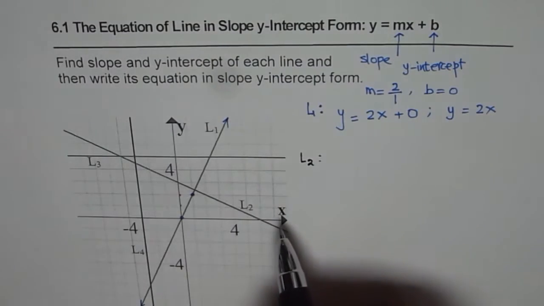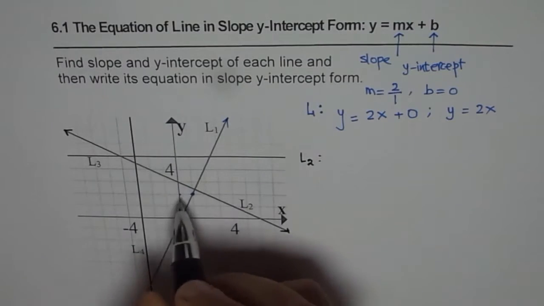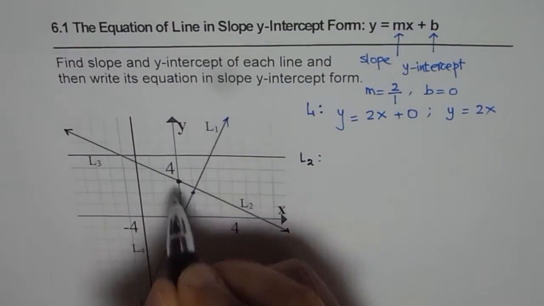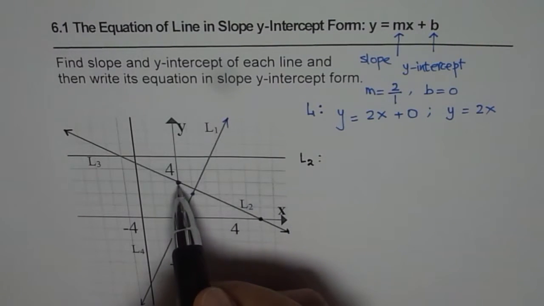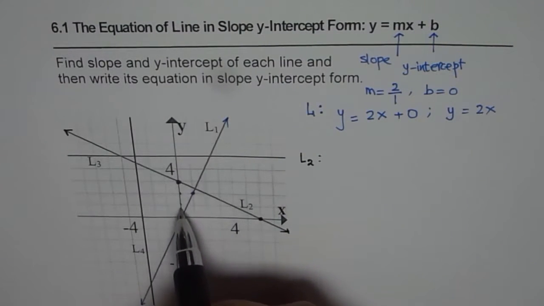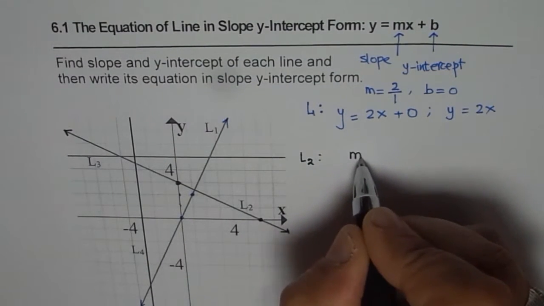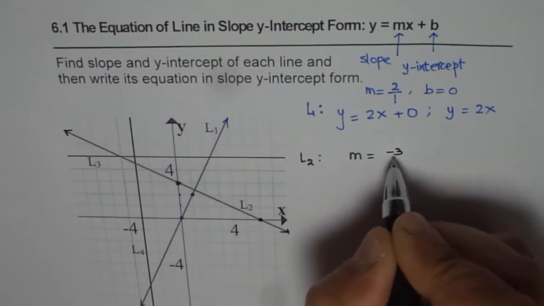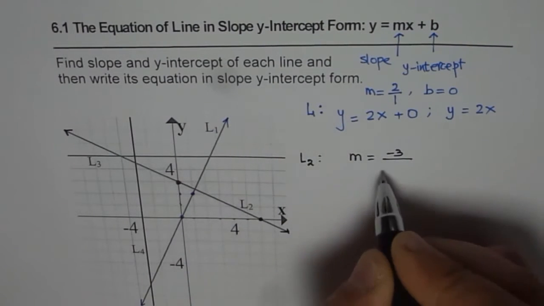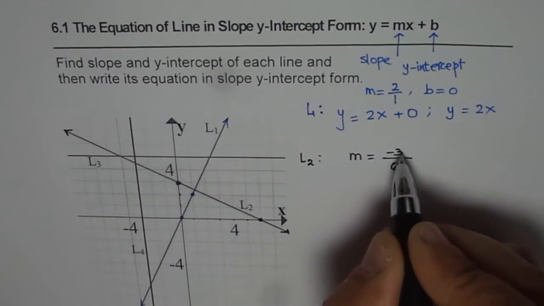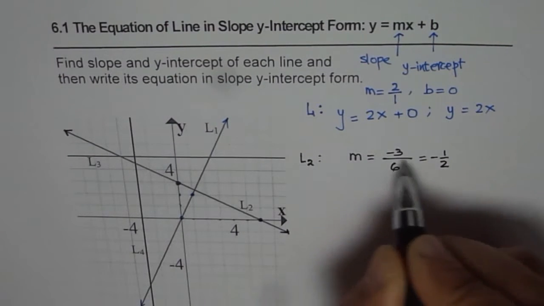Now let's talk about the second line. The second line for us is this line which is dropping down. Now in this case, what is the slope? So let's consider 2 points on this line. These are 2 good points. So rise over run. Rise is 1, 2, 3 down. So we can write m equals rise is minus 3, and when you come here, 1, 2, 3, 4, 5, 6, run is 6. So minus 3 over 6, which can be simplified and written as minus half. So that is the slope.